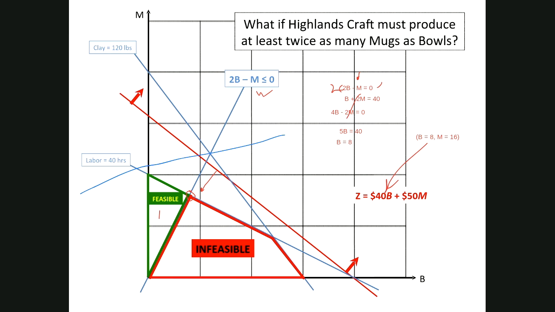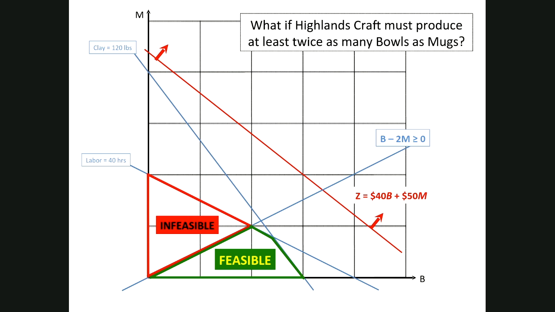Okay, so let's look at the next case. And I'm going to leave this to you to determine, but what happens if now you go back to your boss and say, oh, well, I meant to say that we need to make twice as many bowls as mugs. That's actually what I meant. Well, if you go through that same logic, and I'll leave this to you as an exercise, and it would be a good exercise to go through.